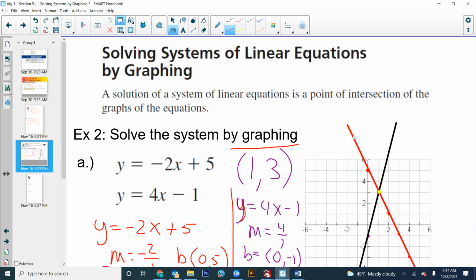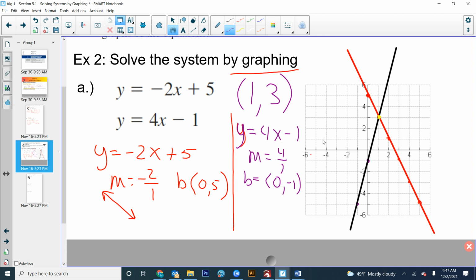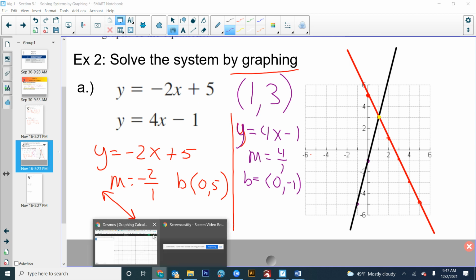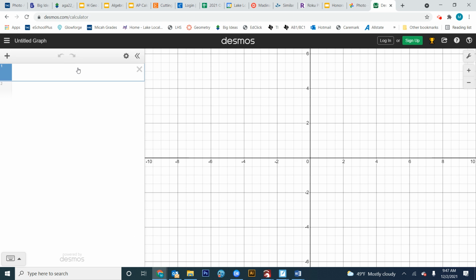Let's start off by checking the one we just solved with Mr. Parker. Y equals negative 2x plus 5. So on the calculator, y equals negative 2x plus 5. For those who don't remember how to do it, you have to type in y equals, and the equals is right up by the backspace. And then negative is right next to the plus sign, also by the backspace, plus 5.